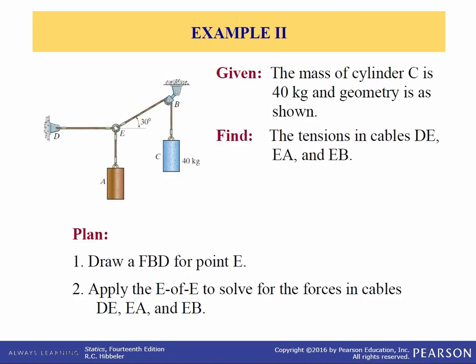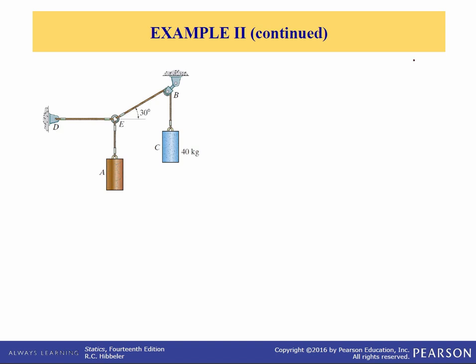Let's do another example. Now we have two masses. We're told the mass of cylinder C is 40 kilograms. Find the tensions in the cables DE, EA, and EB. So we're going to draw a free body diagram of point E and then apply the equations of equilibrium to solve for the forces in the cables. So first, let's draw the free body diagram. We're going to isolate particle E.